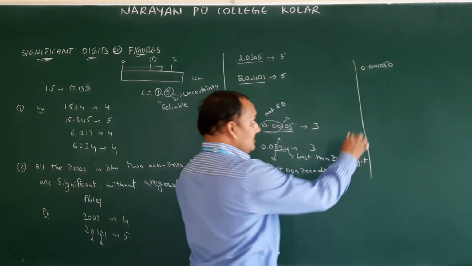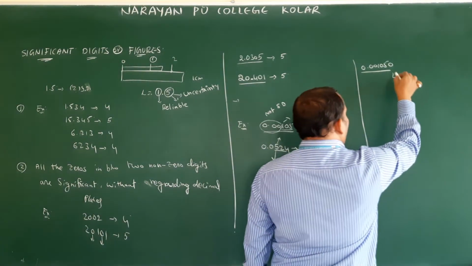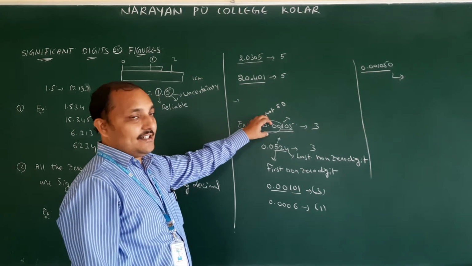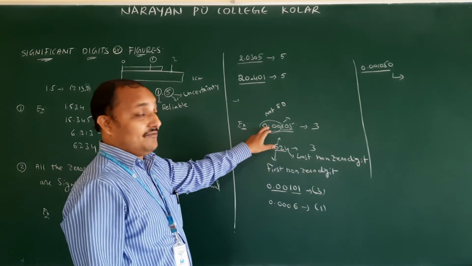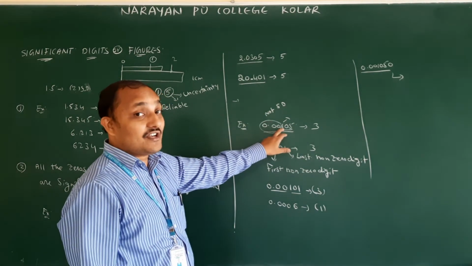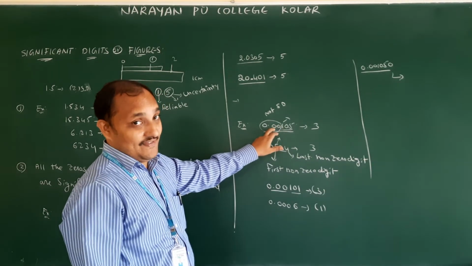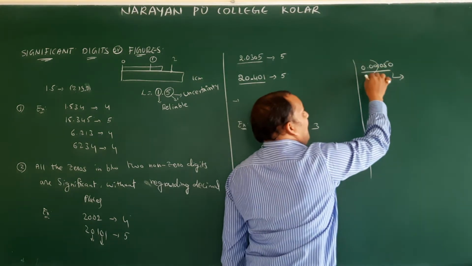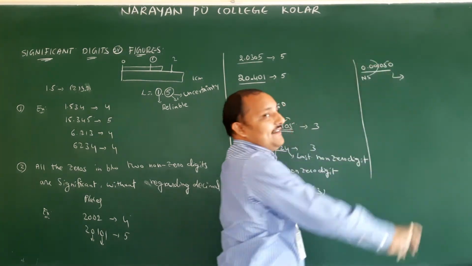0.001050, they give. So for this, how many significant digits are there? Now this is the third rule: the zeros after the decimal place before the first non-zero digit are not significant. So the same rule will follow. Therefore, these zeros are not significant.